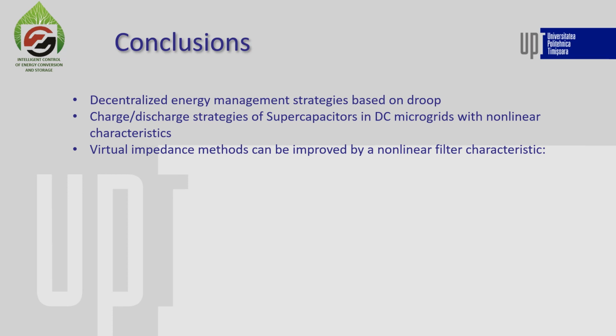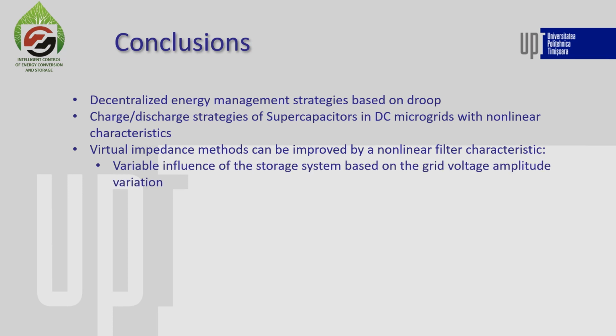The virtual impedance method was improved by using a nonlinear characteristic for the filter, achieving this way the advantage of a variable influence on the storage system based on the amplitude of grid voltage variation. In other words, a variable cutoff filter frequency can be achieved with the benefit of having more control parameters useful in a centralized energy management system, or different influences depending on the voltage variation on the grid.